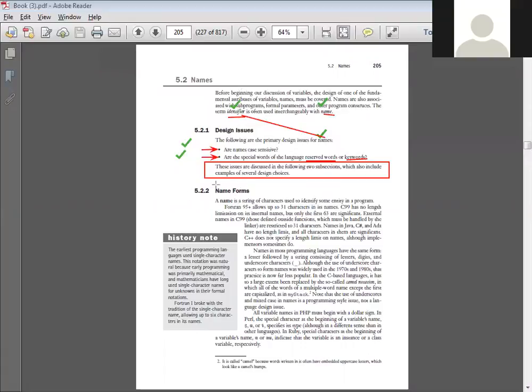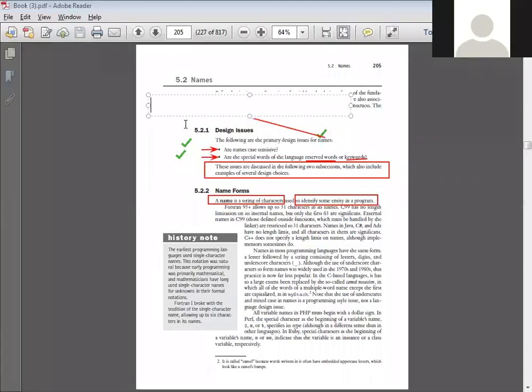Here are the name forms. A name is a string of characters. What are these characters used for? The characters are used to identify some entity in a program. What is an entity? An entity is the components of something that makes it complete. Okay, that's what an entity is.